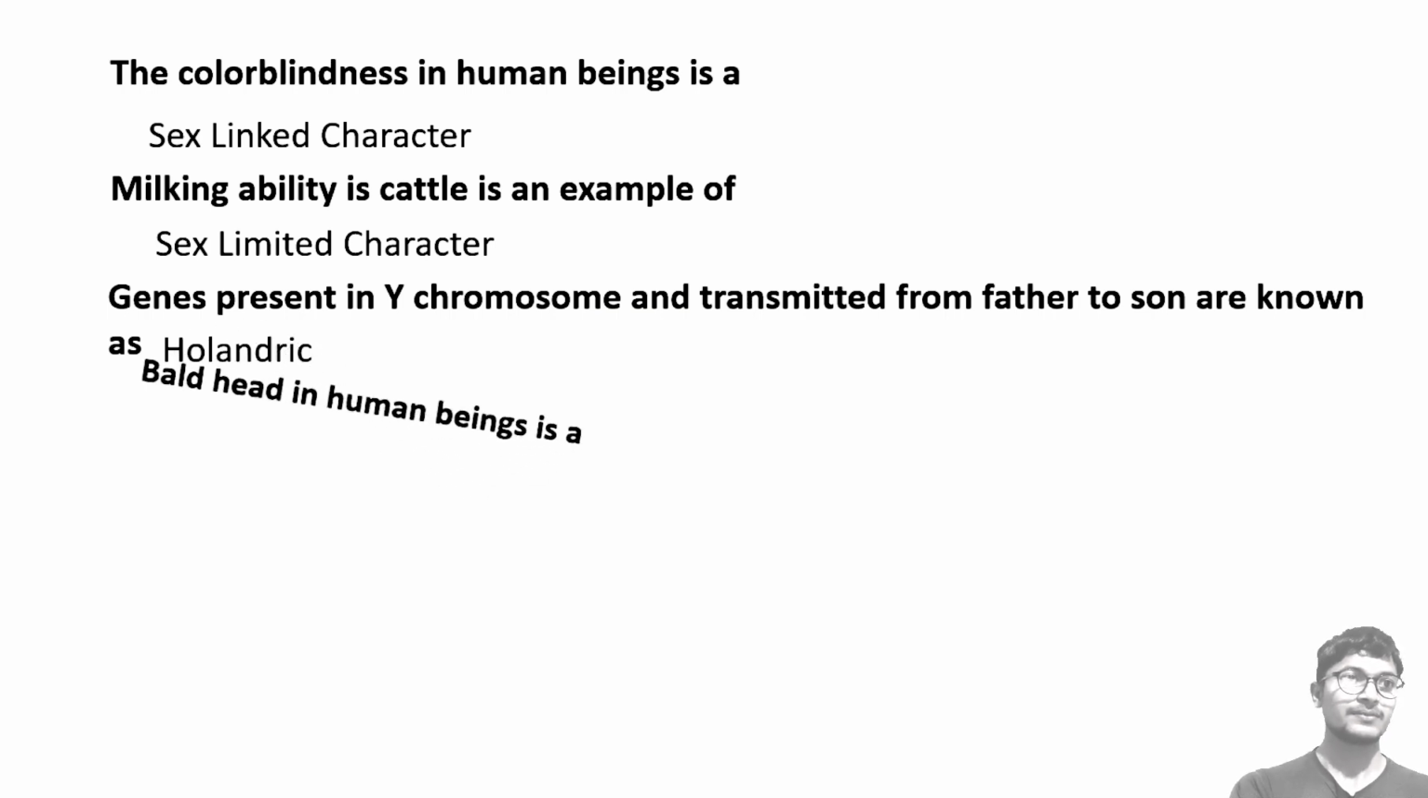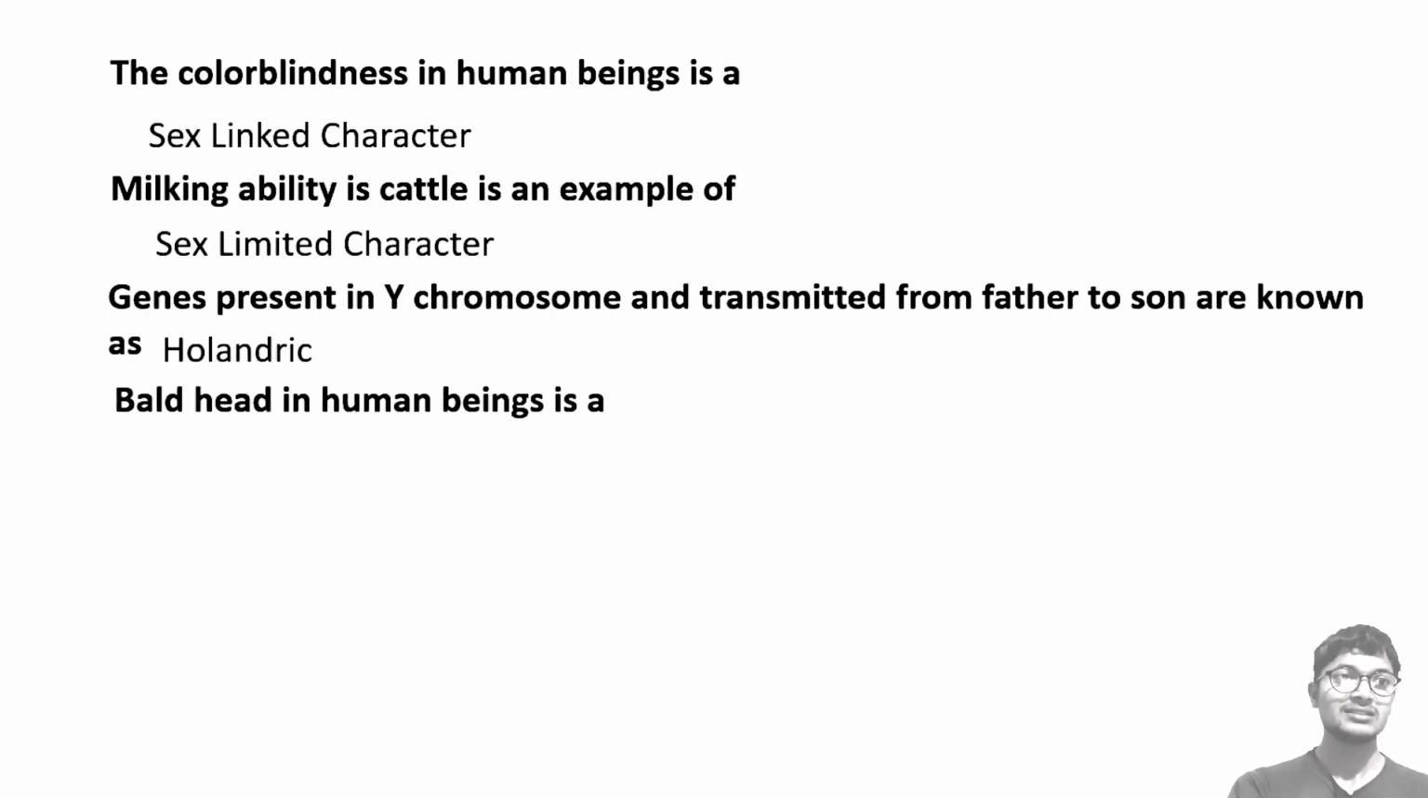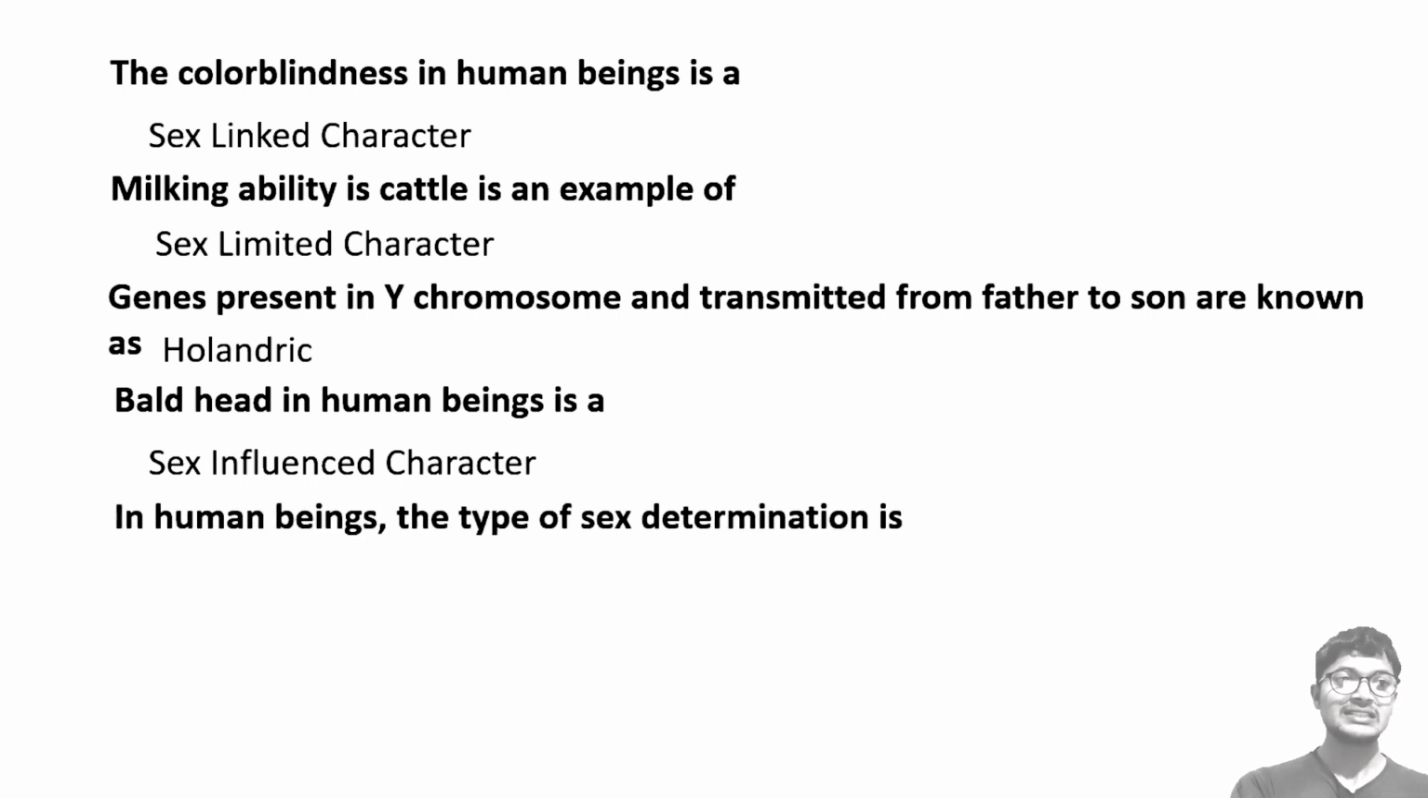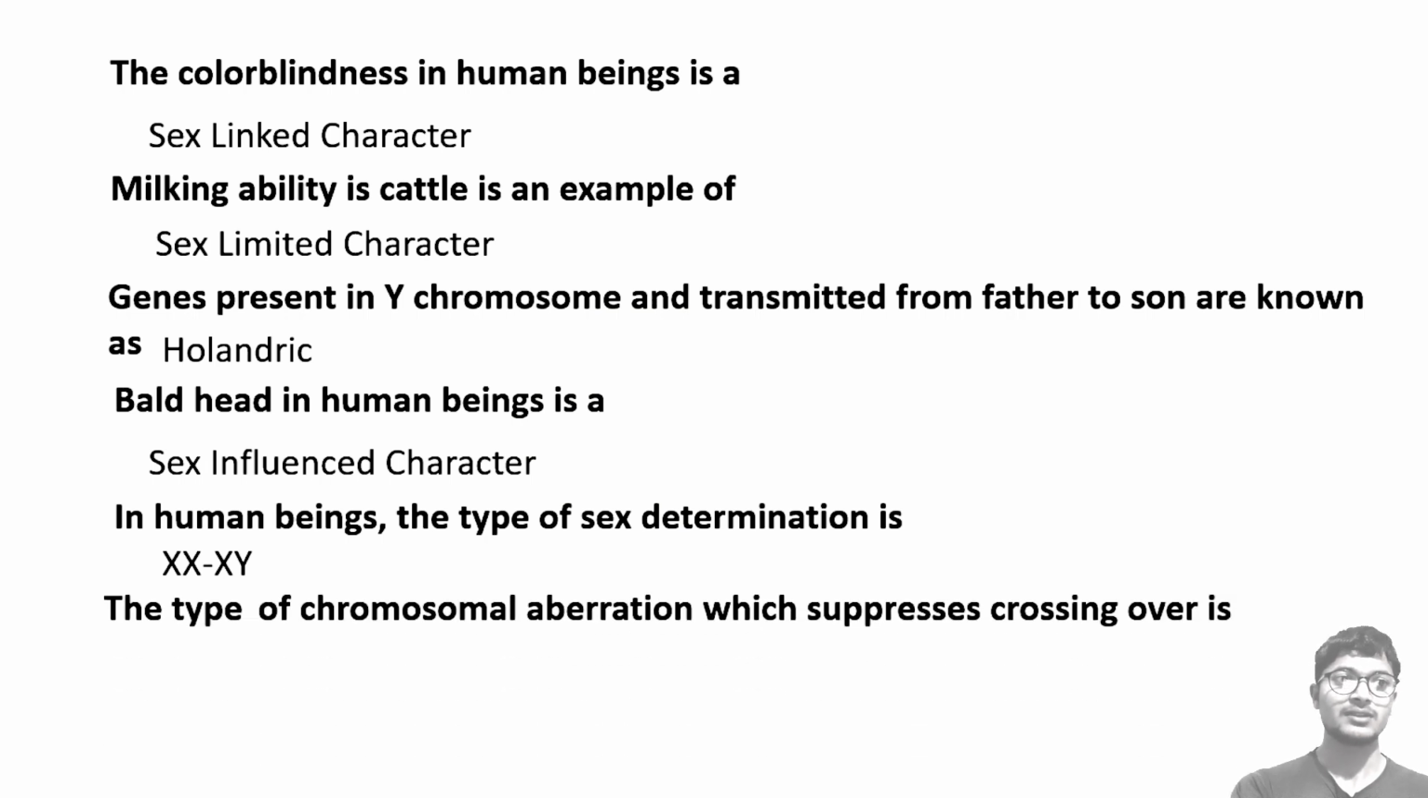Next question. Bald head in human beings is a? Answer is sex influenced character. Next question. In human beings the type of sex determination is? Answer is XX and XY. Next question. The type of chromosomal aberration which suppresses crossing over is? Answer is inversion.